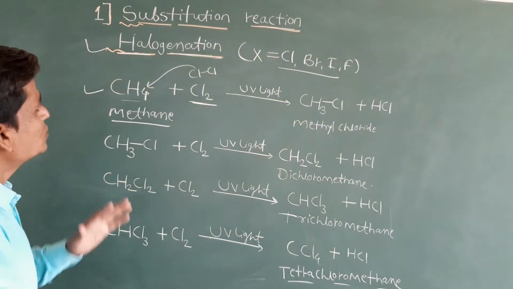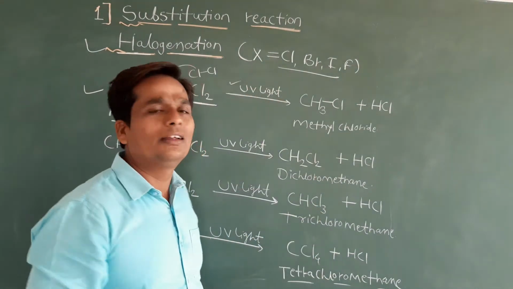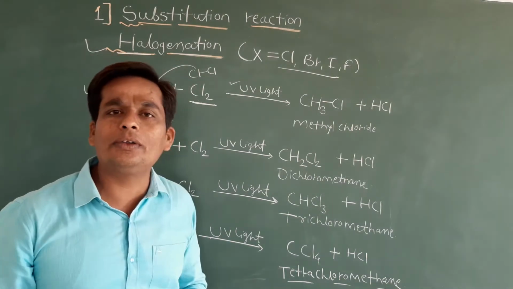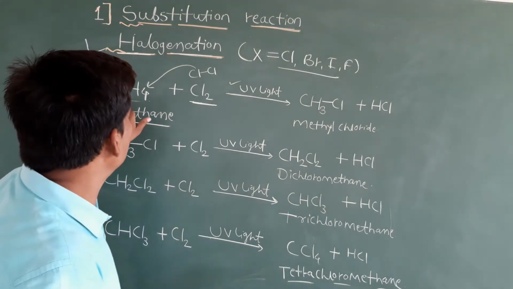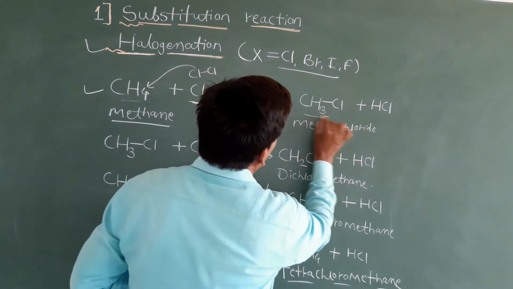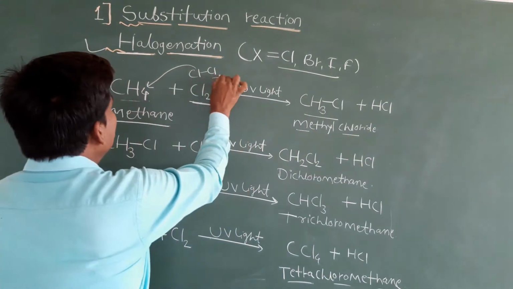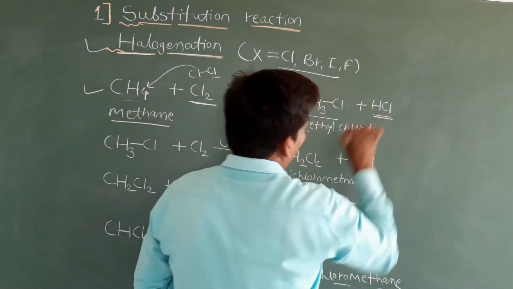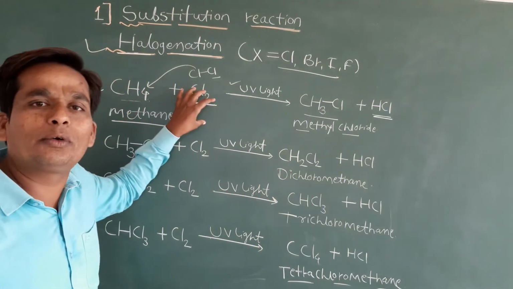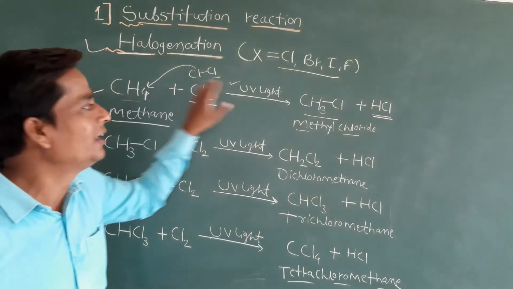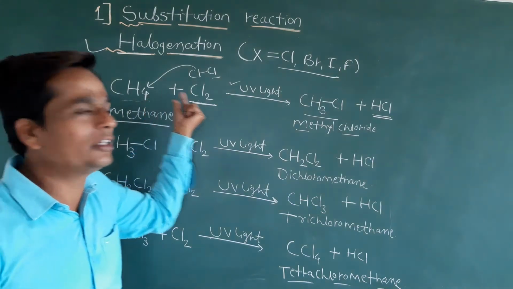Halogenation reactions, students, always take place in the presence of UV light, or sunlight. UV means ultraviolet light. From this methane one hydrogen is removed and Cl is substituted. So what do we get here? CH3Cl, which is methyl chloride. And the remaining Cl and the removed hydrogen go off as HCl. How do we get methyl chloride? Very simple: from methane one hydrogen is removed and Cl is substituted, so we get methyl chloride, and HCl is released.